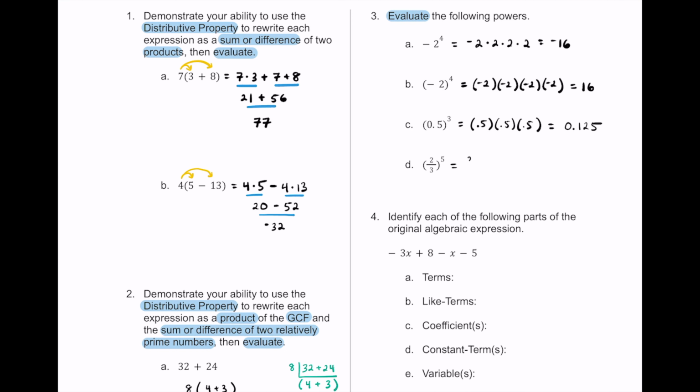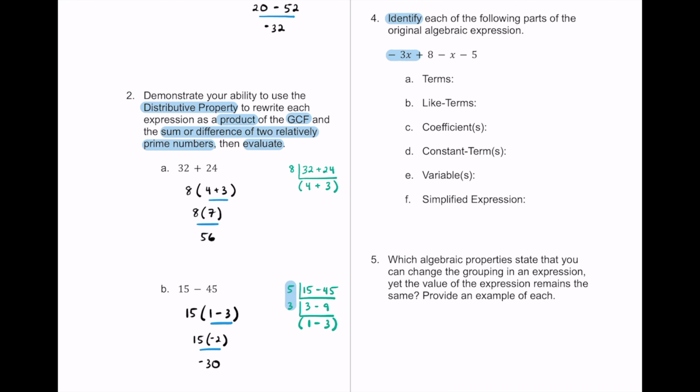And for letter D, we have 2/3 raised to the 5th power. So that means we have 2/3 multiplied by itself 5 different times. So we're going to have 5 of the same fraction. In the numerator, if we go ahead and multiply this, we're going to see this is going to be 2 times 2, which is 4, times 2 is 8, times 2 is 16, times 2, that's going to equal 32. That's going to be the numerator. In the denominator, we have 3 times 3, which is 9, times 3 is 27, times 3 is 81, times 3 is going to be 243. So that would be the value of this power.